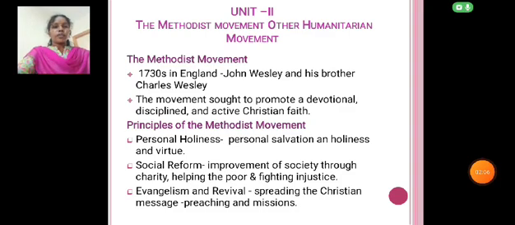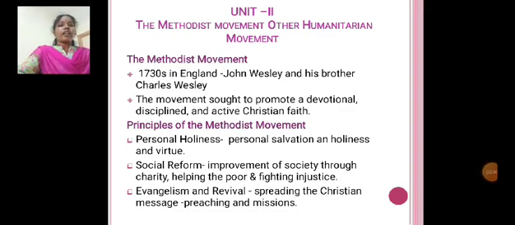Next one, Unit 2, the Methodist movement and other humanitarian movements. First, the Methodist movement. The Methodist movement was founded in the 1730s by John Wesley and his brother Charles Wesley in England, aimed to promote a devotional, disciplined and active Christian faith. It emphasized personal holiness, regular prayer, Bible study and social outreach, encouraging methodical religious practices.